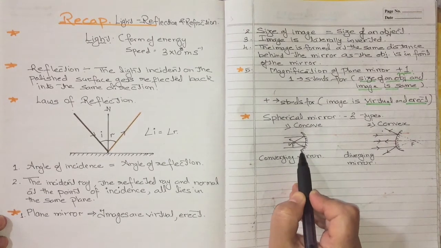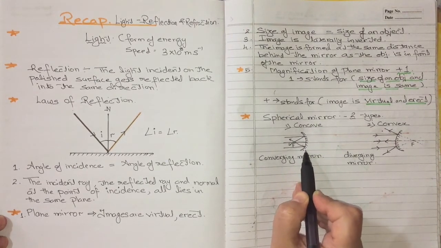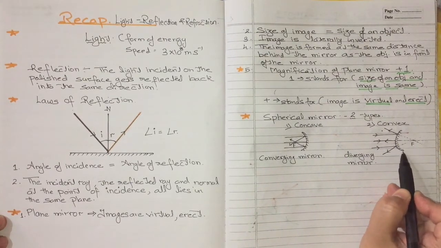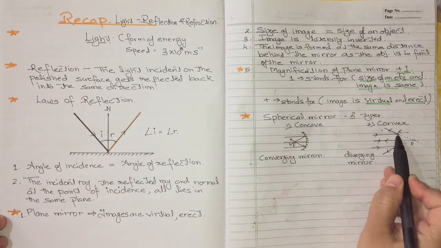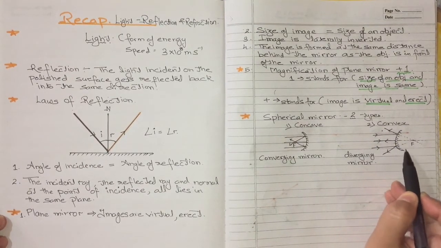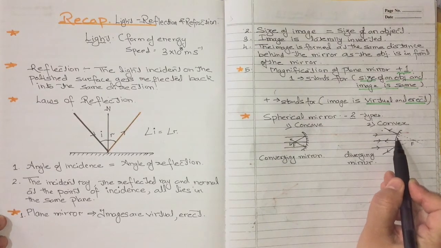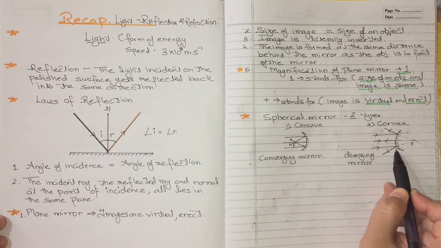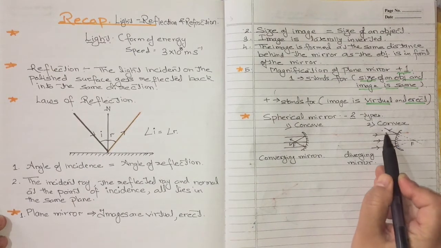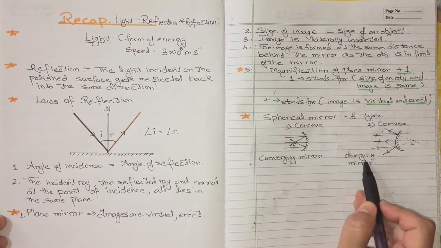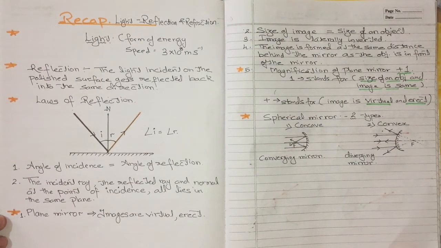For the polished surface, we put slanting lines to show that the surface is polished. Now coming to the convex mirror, in case of a convex mirror, the bulged part is the reflecting surface and the inner part is the polished surface. As you can see here, the rays are not converging, they are diverging from the point of reflection. So we call it a diverging mirror.